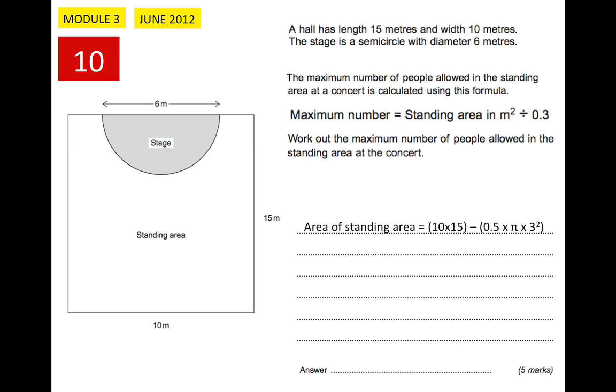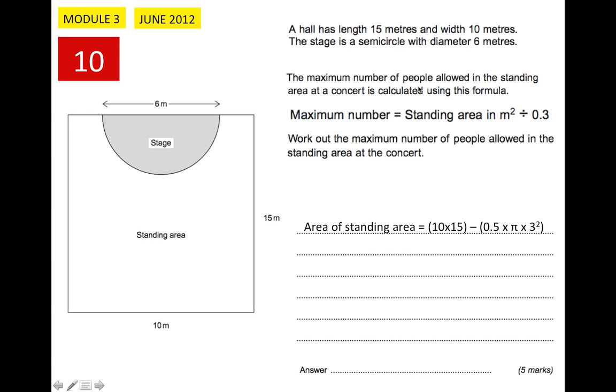So it says a hall has length 15 meters and width 10 meters. So it's 10 by 15, the whole hall. But the stage is a semicircle with diameter 6 meters. So there's the stage in grey, and the diameter is 6 meters, and therefore the radius is half of that, 3 meters.